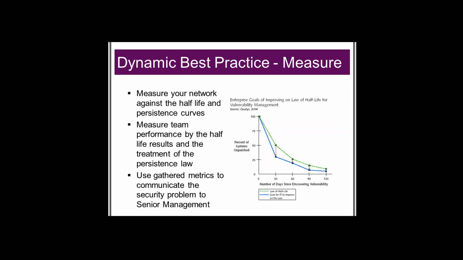The second point I have is you have to measure your team performance by the half-life results and treatment of those persistent laws, that persistence law that I talked about earlier. So you need to chart the performance of each security team by the assets that you have in those asset categories. I'll just leave that at that. And then you want to use the metrics that you gather to communicate the security problem to your senior management so you can put the right processes and procedures in place.